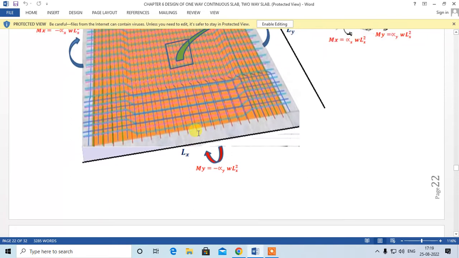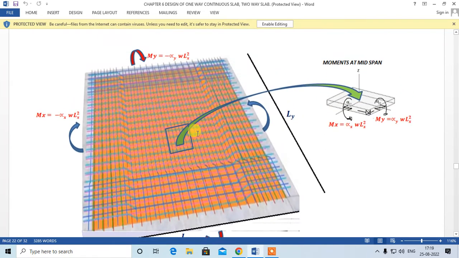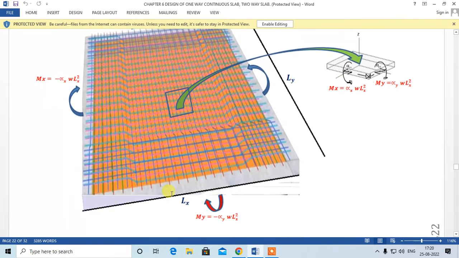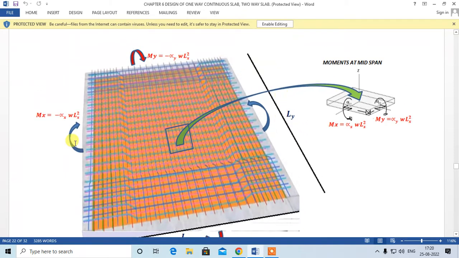So let me come to this figure. Okay, this is your shorter direction Lx, this is Ly, right? So this will give you Mx, that is moment along the x direction. The negative moment is the hogging moment, that will give you the steel at the support, and as this is a negative moment, the tension will be at the top, and so the main steel will be at the top, right? Over here and over here, right?